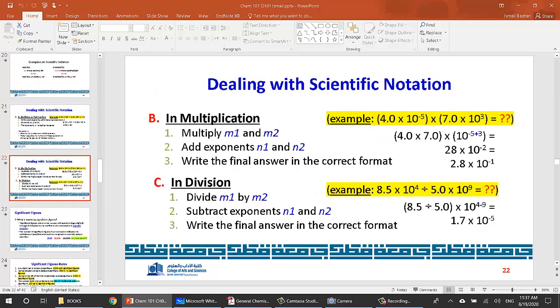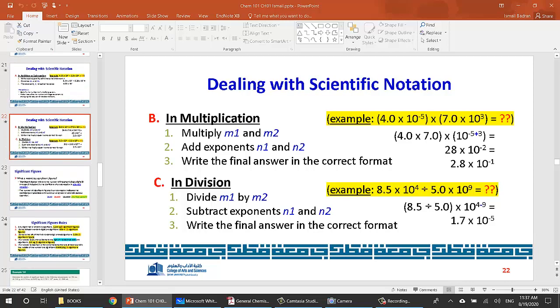There are different types of questions in the book, and also in the online exercises. So please practice this. It's easy mathematics, just to review, just to refresh your mind on dealing with scientific notations. Solve as many questions as you can, and also discuss this with your friends.